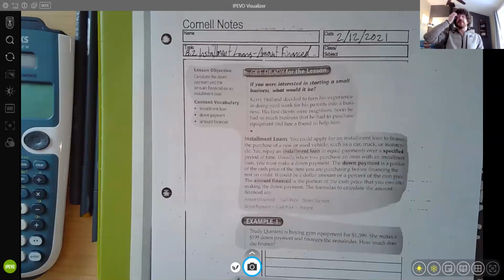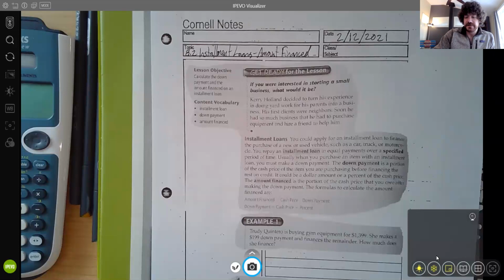So, talking about what we did yesterday with single payment loans. As far as I know, single payment loans are not quite as common as what we're going to be looking at here, which are called installment loans. So, we got a little bit of vocab that we're going to be dealing with today.